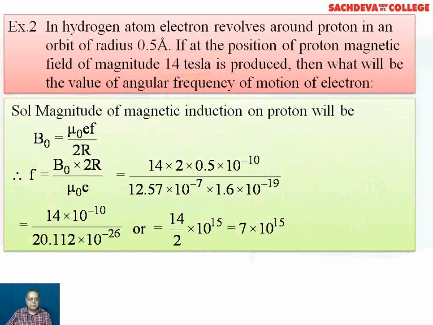The magnitude of magnetic induction on the proton will be B naught equal to mu naught e f over 2R, where e is the electronic charge. Electronic charge is found to be 1.6 times 10 to the power minus 19 Coulomb. f is equal to B naught into 2R divided by mu naught e. Computing the values, the final result will become 7 into 10 to the power 15.